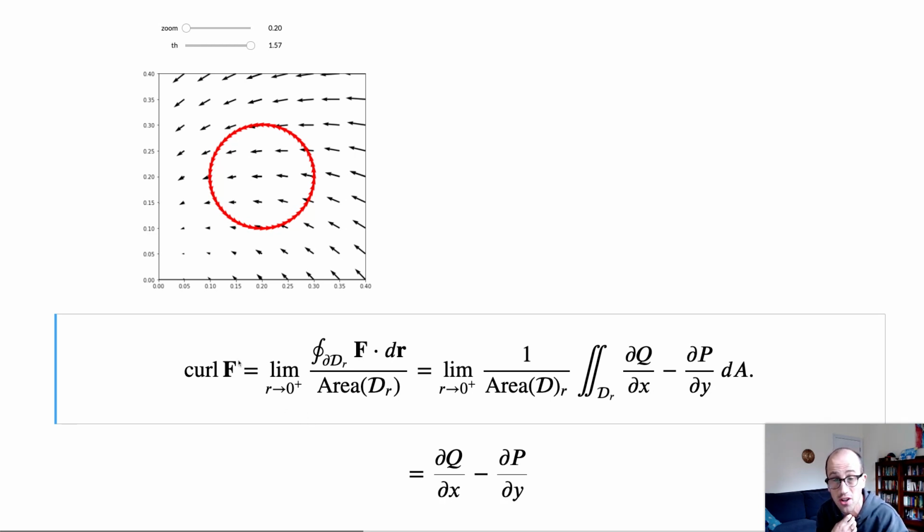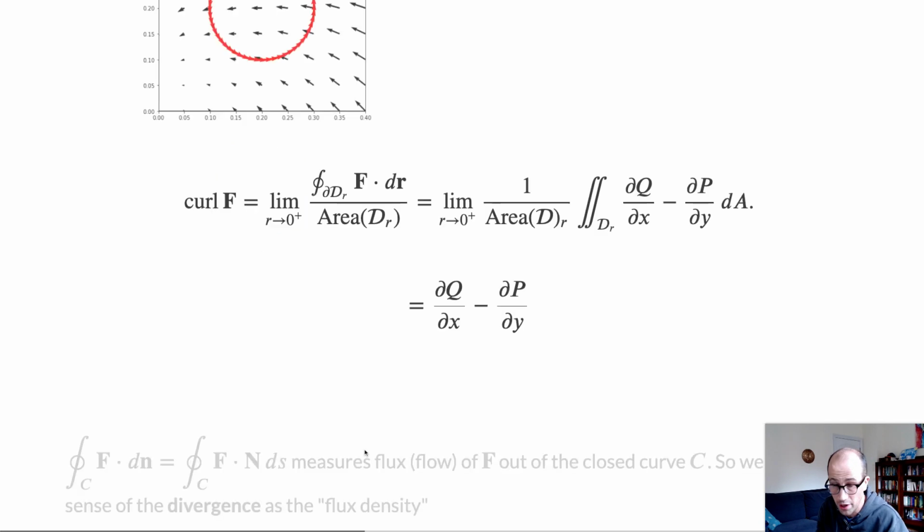What's the curl of a vector field in the plane? It's this scalar. We call it the scalar curl. It's the integrand from Green's theorem, dQ/dx minus dP/dy. All right, we'll come back to that.